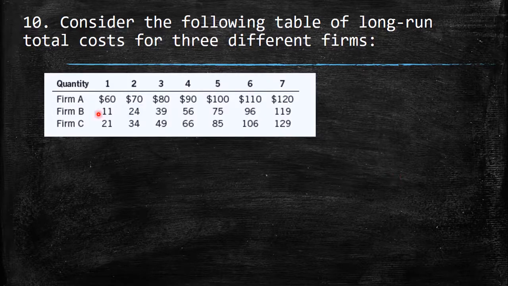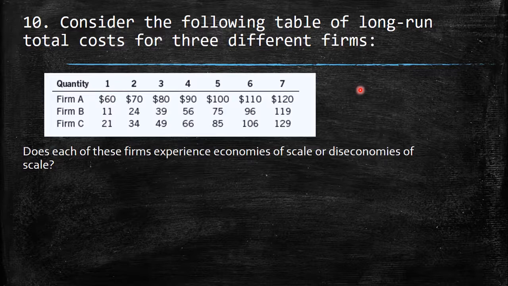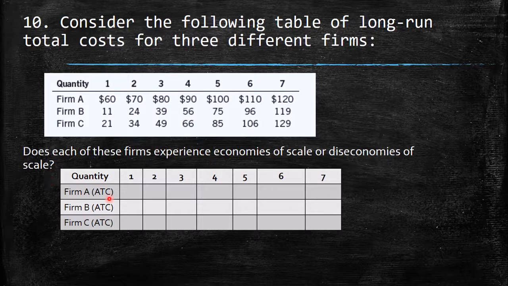So here we have three firms. We have the quantity produced in the long run, and here we have the cost. The question says, does each of these firms experience economies of scale or diseconomies of scale? Remember, economies of scale is when the average total cost is decreasing, and diseconomies of scale is when the average total cost is increasing. So here we're going to put all these firms' average total cost. So this one is going to be 60 over 1, 70 over 2, 80 over 3, 90 over 4, 100 over 5, 110 over 6, and 112 over 7. So this one automatically decreases. So this is an economy of scale.